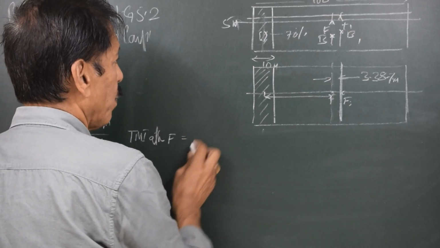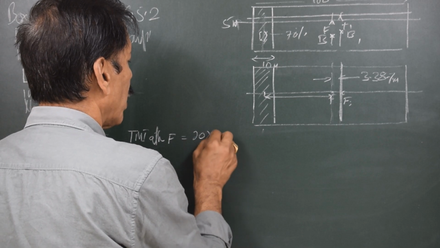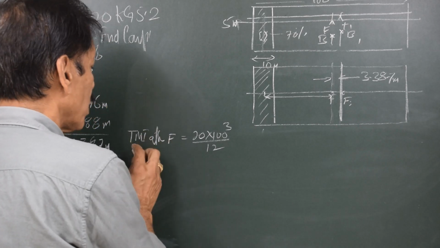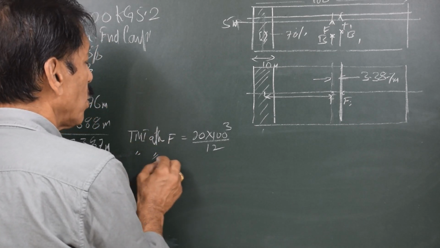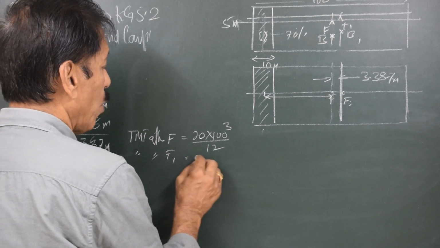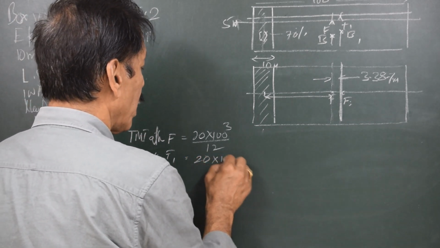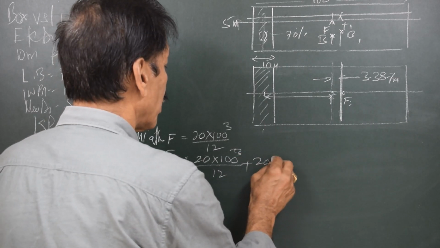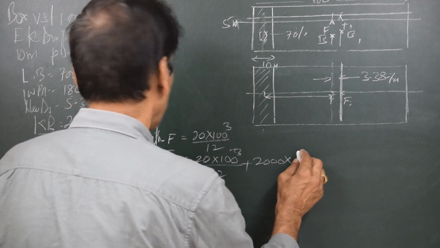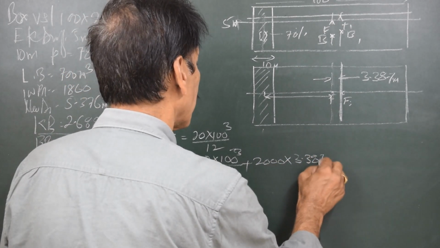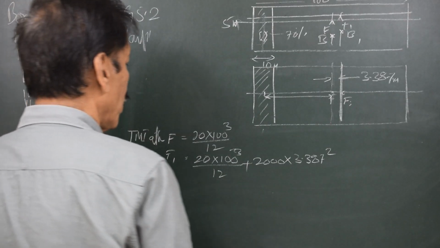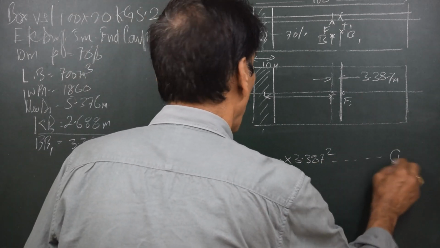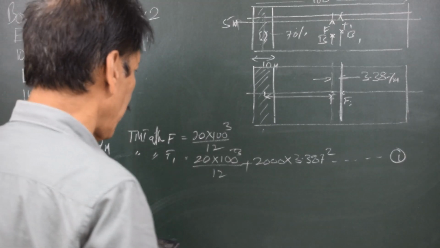So this should be equal to 20 into 100 cube upon 12. But if I want the total moment of inertia about athwartship axis but passing through F1, I would say 20 into 100 cube upon 12 plus AD square, that is 2000 into 3.387 square, right? So this is going to be a big figure, right? I will call it 1. But in any case, let us find out how much is this figure.